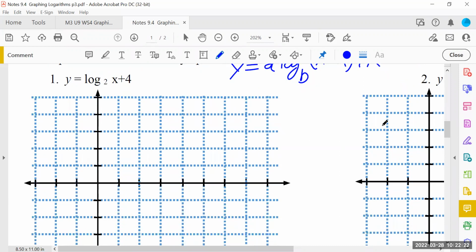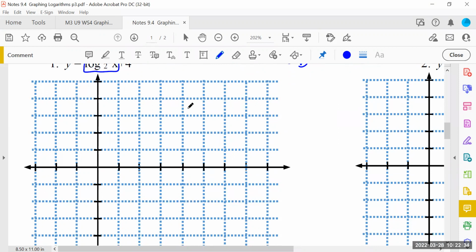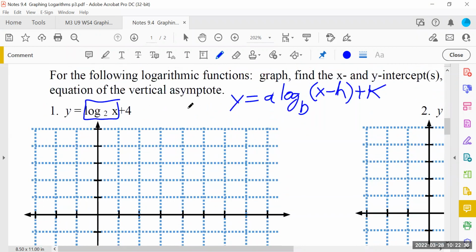So looking at number 1, ignore any h and k to begin with. Just graph log base 2 of x. So log base 2 of x would be, yes, right there. Log base 2 of x, we'd have 1, 0, 2, 1, 4, 2, 8, 3. Get those points down.